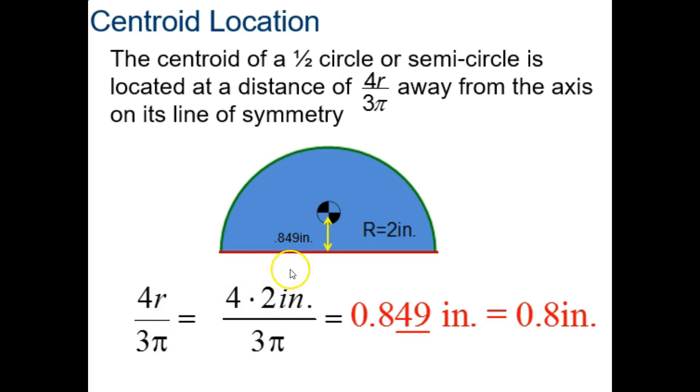And so you can just multiply. In this case, we have a radius of 2, so 4 times 2 divided by 3 pi gives us 0.849, or about 0.8 inches that we need to go up. And we know that we need to come over 2 inches because that's half of the diameter, otherwise known as the radius. So this is finding centroids of basic shapes.